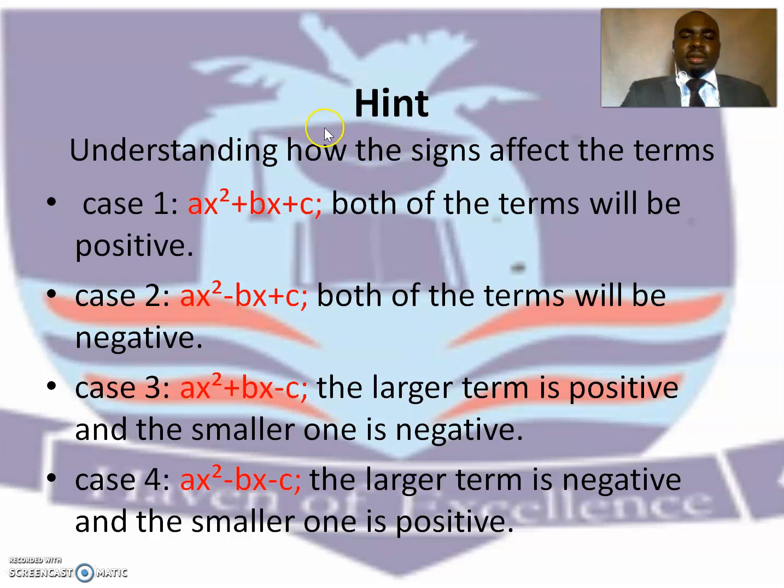These are some hints to help us separate our middle term or find out the signs of our middle term. When we have the 2 signs in the expression positive, then both middle terms will be positive. If the first sign is negative and the second is positive, then both middle terms will be negative. If the first sign is positive but the second is negative, that means both middle terms will have different signs, and the larger one will be positive while the smaller one will be negative. But if both signs are negative, that means both middle terms will have different signs. The larger one will be negative and the smaller one positive.